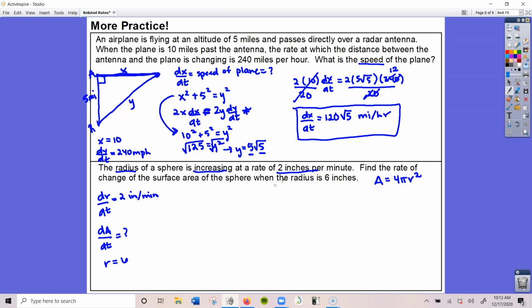So not all related rates problems are approached in the same way. So we're going to take this equation here and find the derivative, which would be dA/dt is equal to 8 pi r dr/dt. And in this one, we don't have to really do much else because we have the dr/dt and we have the r. So we can just plug everything in and solve. dA/dt is going to equal 8 pi times 6 times 2, which would give me a final answer of 96 pi inches squared per minute.